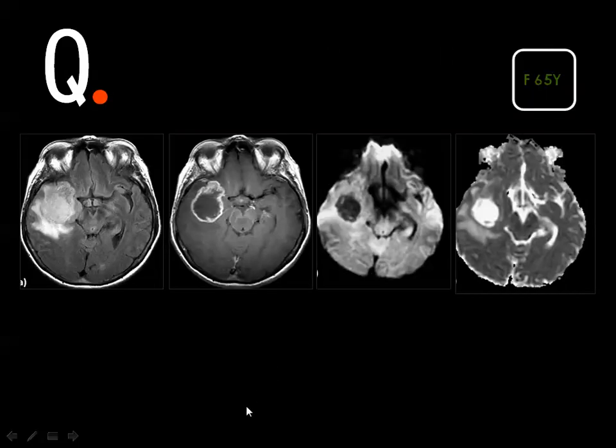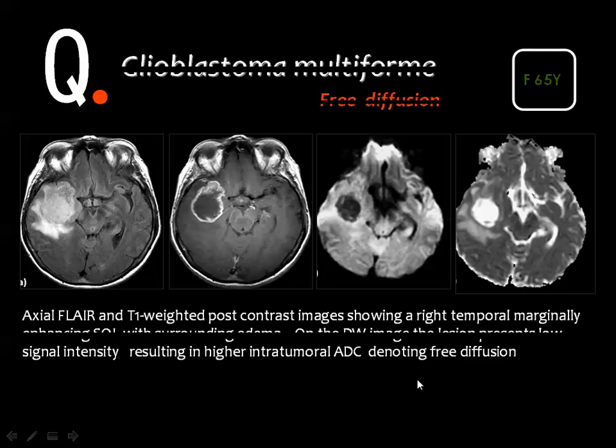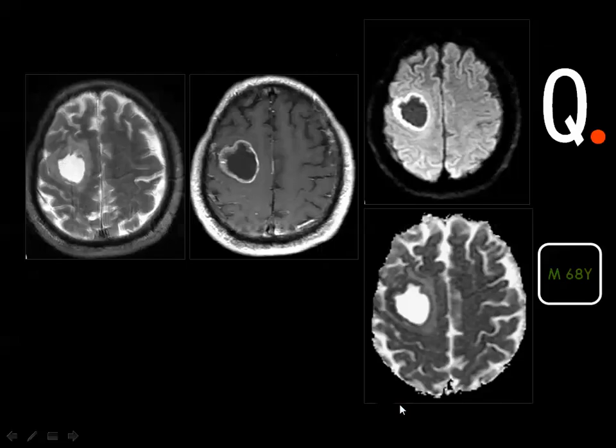Then what do you think about this lesion? In the FLAIR image, you see the lesion. T1 post contrast, marginal enhancement of non-uniform thickness. In the diffusion weighted image, you got low signal. In the ADC, you got high signal, means that there is free diffusion, and this is a glioblastoma multiforme.